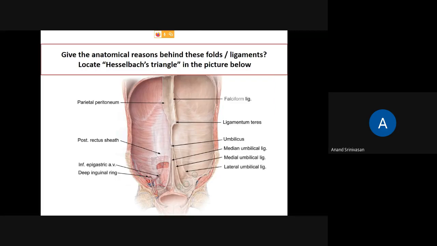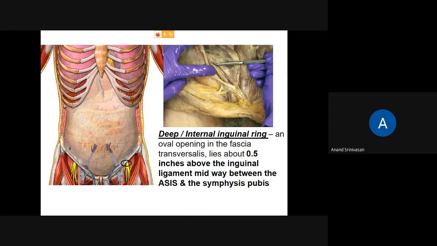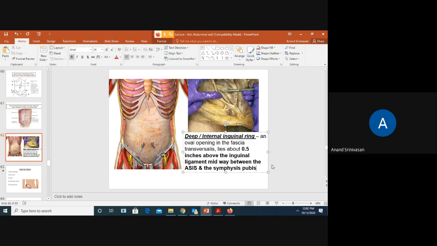Now coming to what is Hasselbach's triangle. I will just show you. Before that, you need to know what is the deep inguinal ring. The deep inguinal ring, as I said, is present in the fascia transversalis, half an inch above the line joining the inguinal ligament, that is between the anterior superior iliac spine and pubic symphysis. This is called the mid-inguinal point.